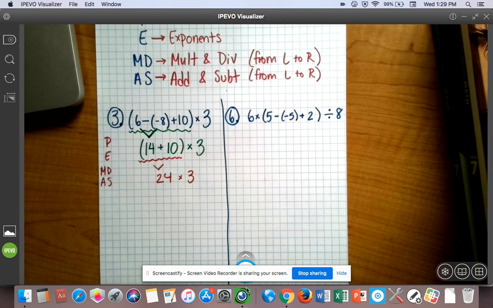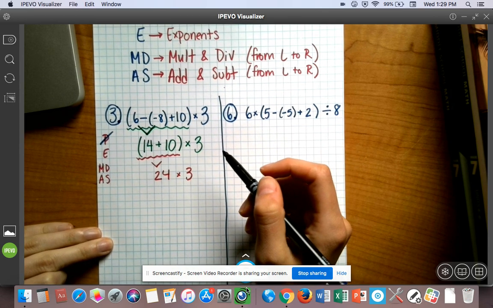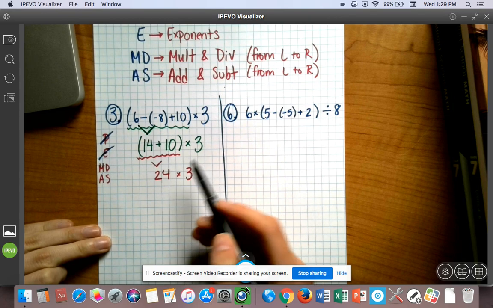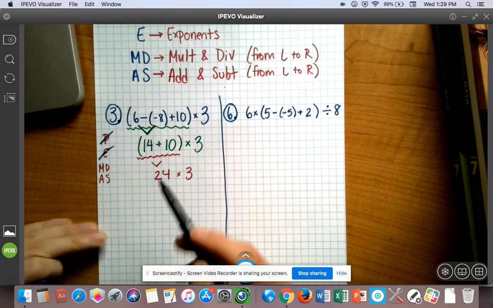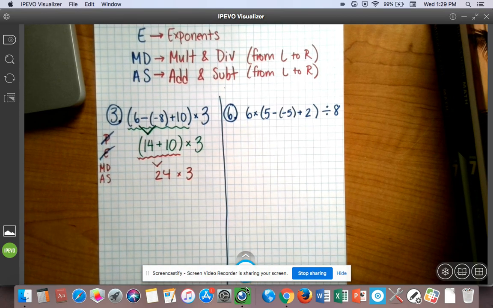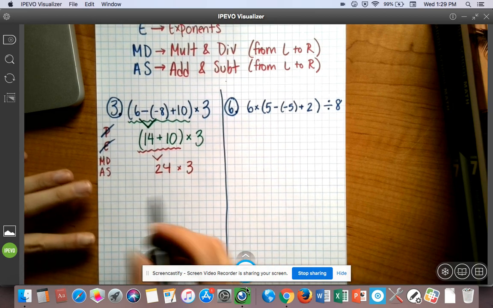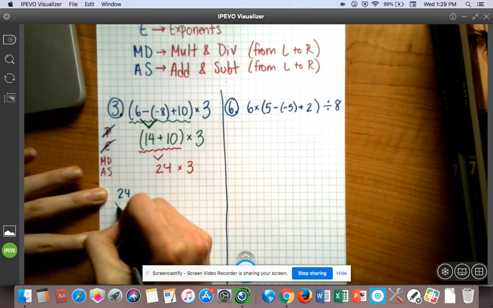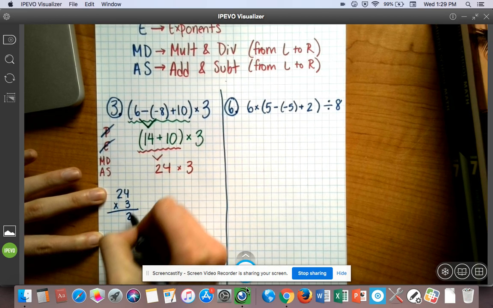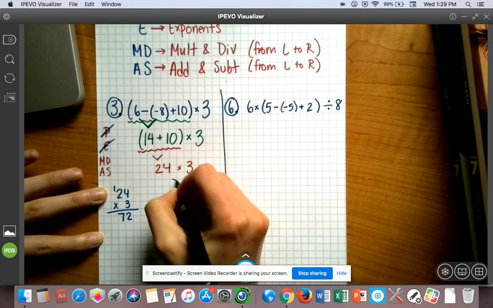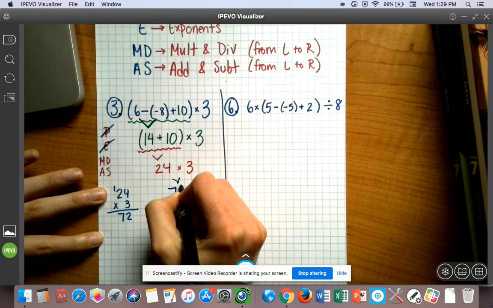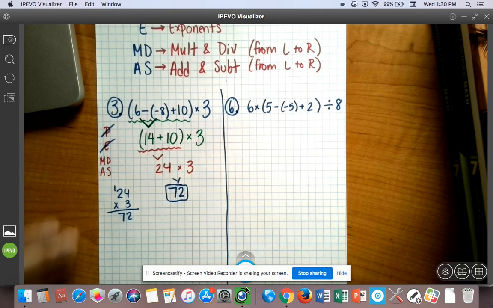Notice that I'm done with parentheses. There are no more parentheses, so I'm going to cross that out. We already decided there are no exponents. Multiplication and division is the only thing left, which is kind of nice. You only have one more thing to do. If you don't know this off the top of your head, you can use a calculator or you can do it on the side. So my final answer is 72.